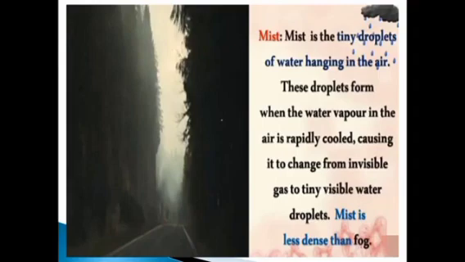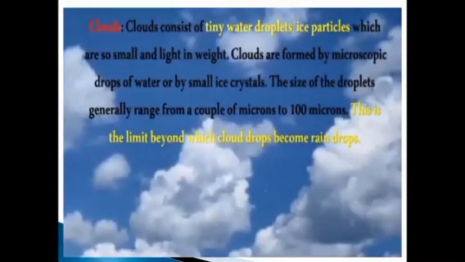So, mist is less dense than fog. Next, let's see about clouds. Clouds consist of tiny water droplets or ice particles which are so small and light in weight. Clouds are formed by microscopic drops of water or by small ice crystals.